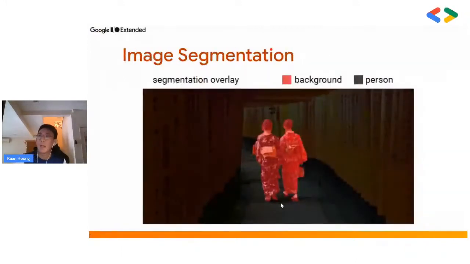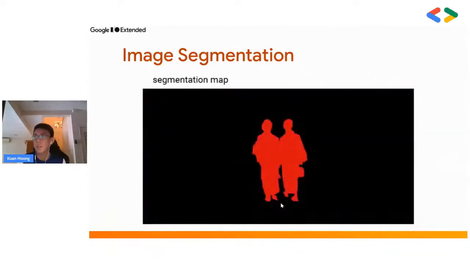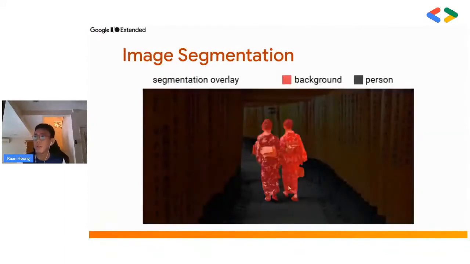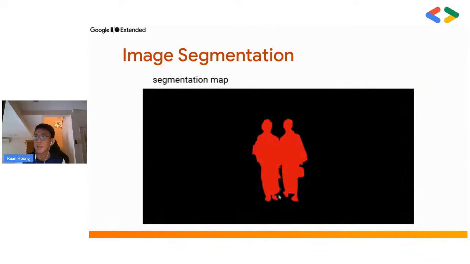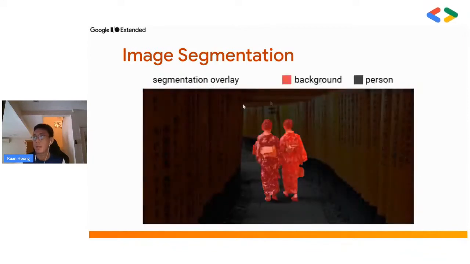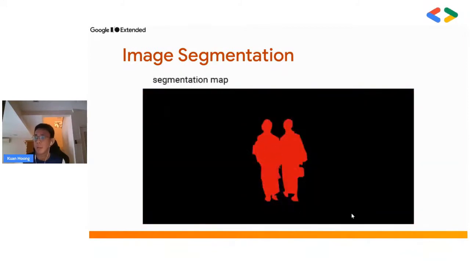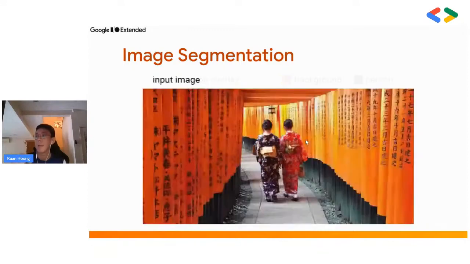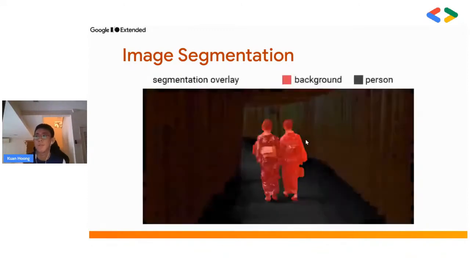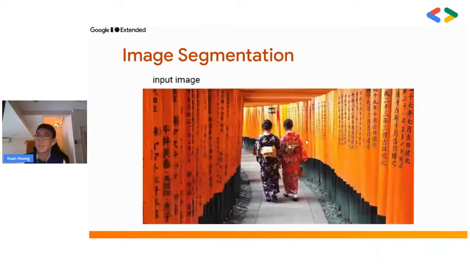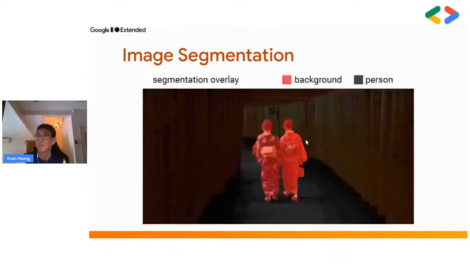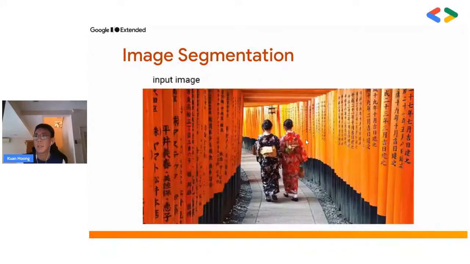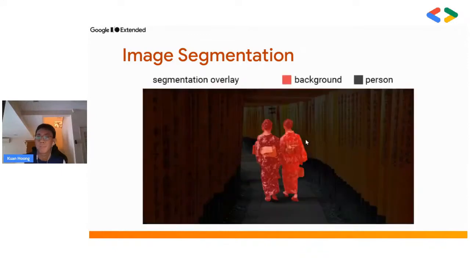So what are the things that you can do? You can do image segmentation. For example, here, if you look at these two ladies, you can detect that these two ladies are the foreground and all the rest is background. So you can detect and segment them out, and then you can remove the background or remove the person from this image. Image segmentation is one of the models available in the TensorFlow library.